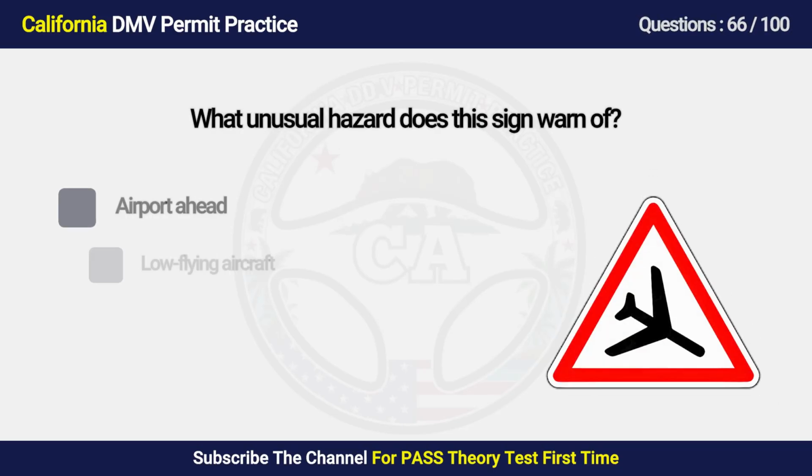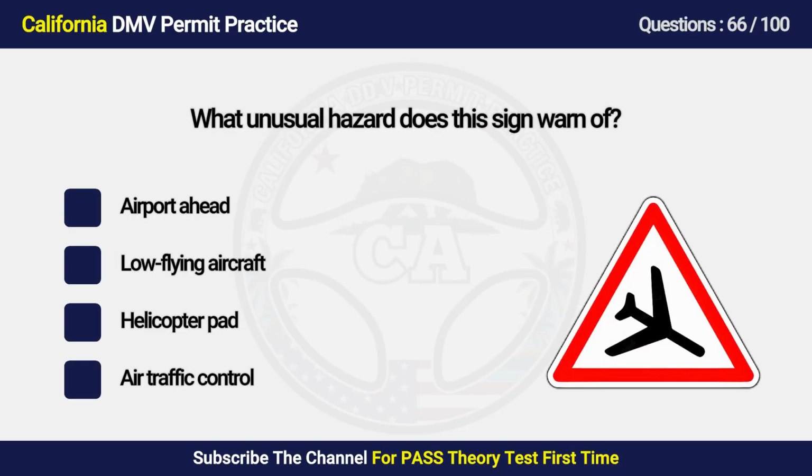Question 66. What unusual hazard does this sign warn of? A. Airport ahead. B. Low-flying aircraft. C. Helicopter pad. D. Air traffic control.